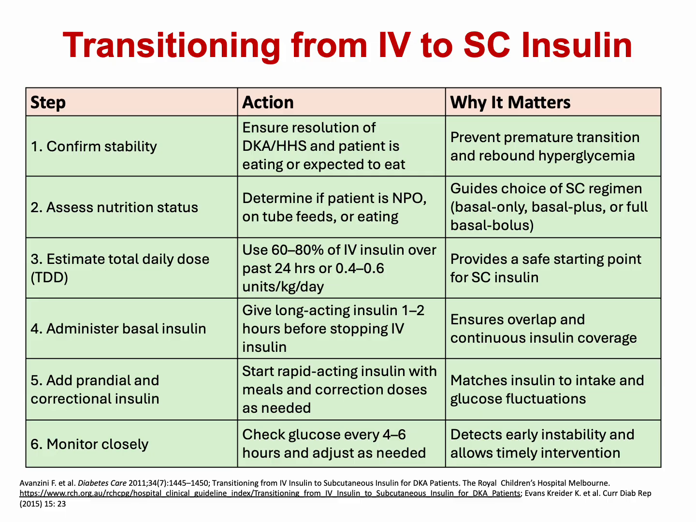Before stopping the IV infusion, administer a long-acting basal insulin such as glargine or detemir 1 to 2 hours in advance. This overlap ensures continuous insulin coverage and prevents rebound hyperglycemia. If the patient is eating, initiate mealtime or prandial insulin and provide a correctional dose based on the bedside glucose level. And finally, monitor glucose closely every 4 to 6 hours and adjust the regimen as needed.